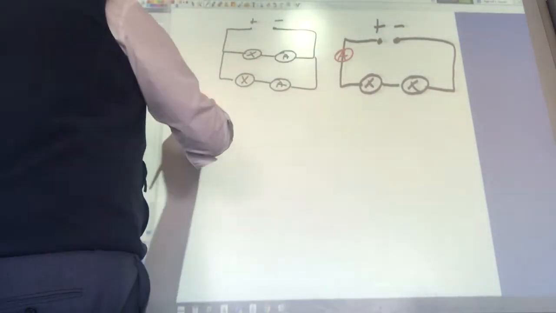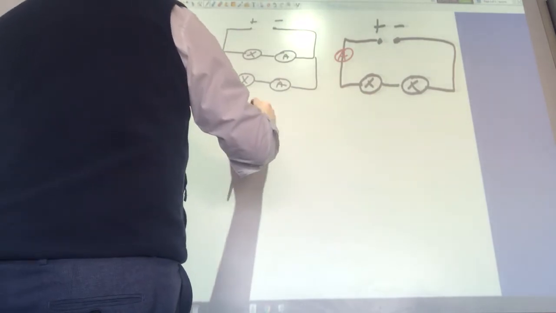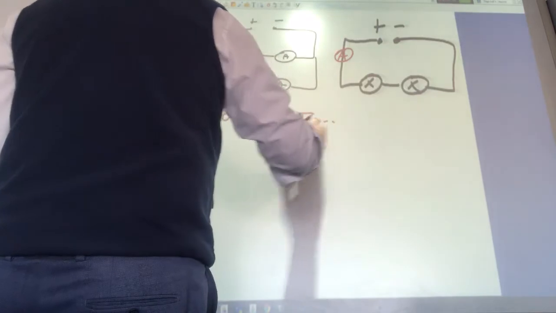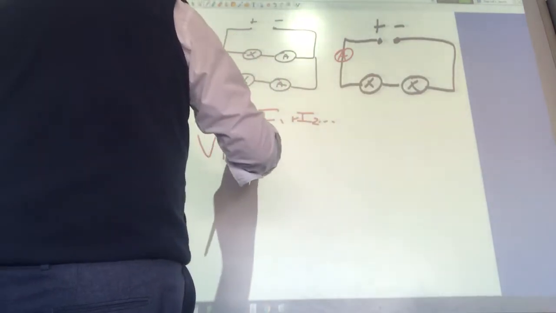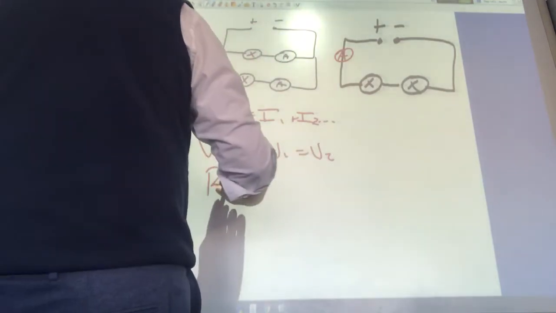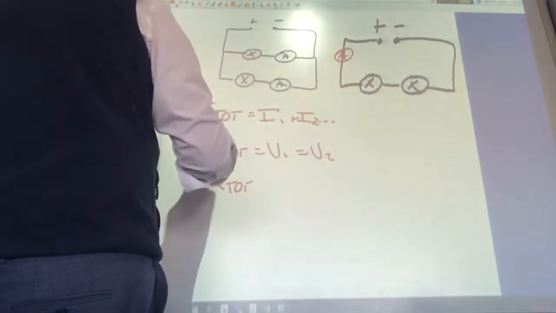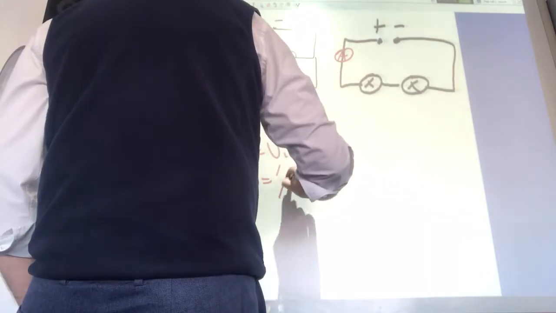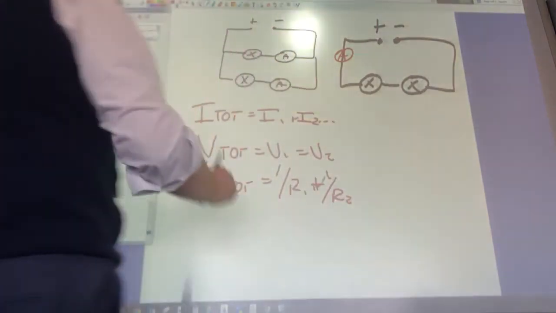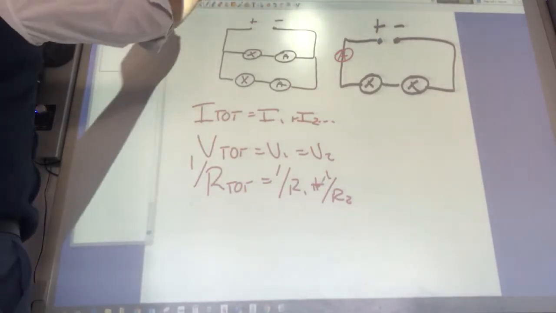In a parallel circuit, I total is equal to I1 plus I2 and so on. V total is the same everywhere, equals V1 equals V2, and the total resistance is actually the reciprocal, so 1 over R total equals 1 over R1 plus 1 over R2. Okay, so that's for my parallel circuit.